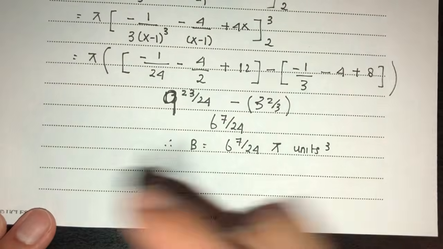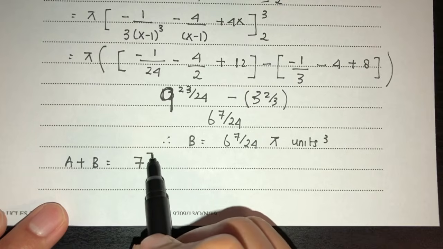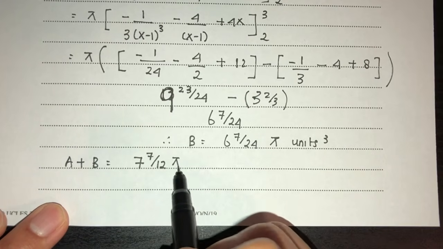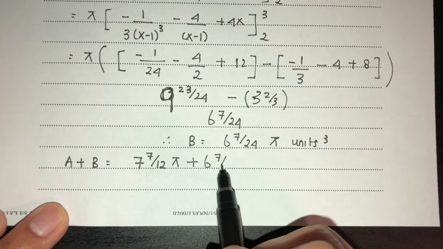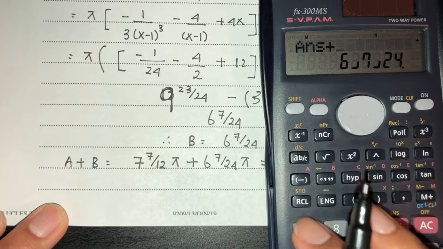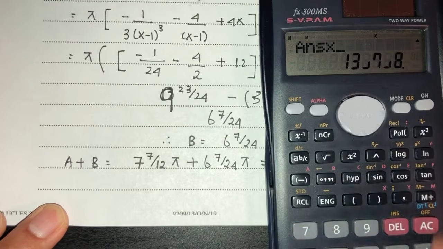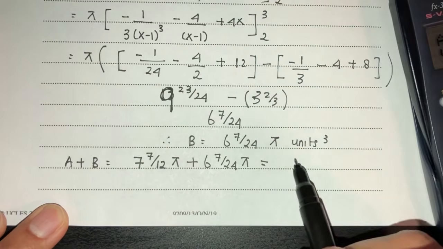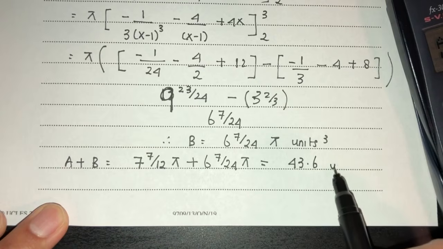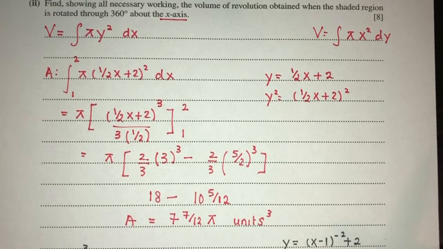But now the answer is A plus B, which is 7 7 over 12 pi plus 6 7 over 24 pi. That will be 43.6 units cubed, correct to 3 significant figures. And that will be your question number 11. So that was the last question of this paper.